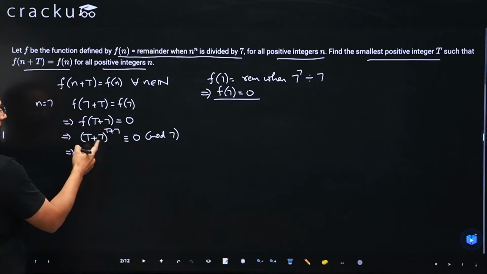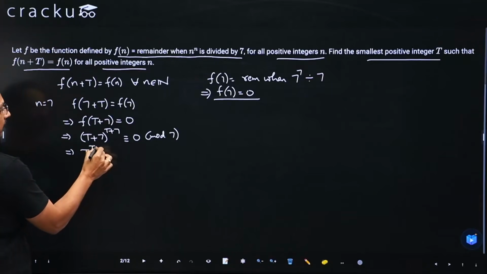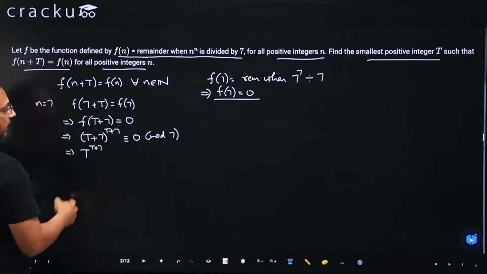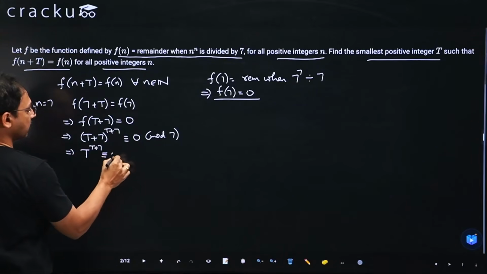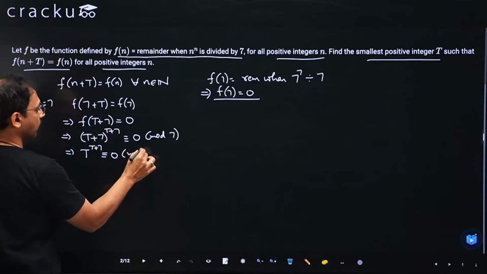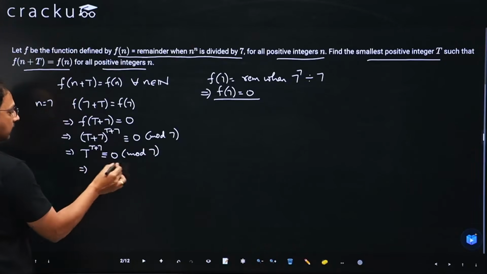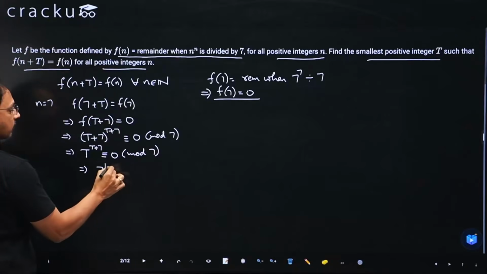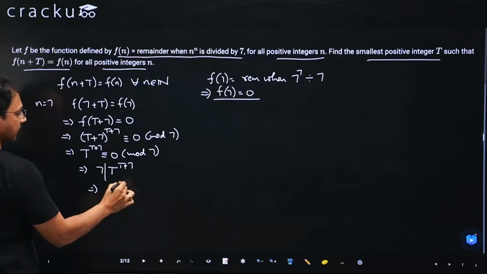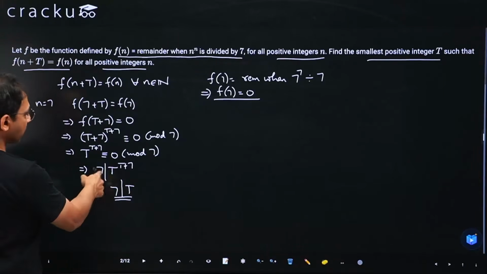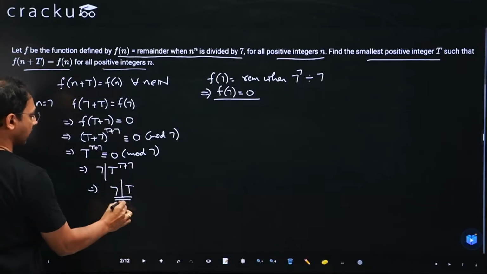This particular thing, if you open using binomial theorem, first term will be t power t plus 7. Everything else will have 7, so we'll ignore that because we are doing modulo 7. This will be congruent to 0 modulo 7. That means this should be a multiple of 7. This will happen only when t is a multiple of 7, because 7 is a prime here. Or you can write t is equal to some 7k.